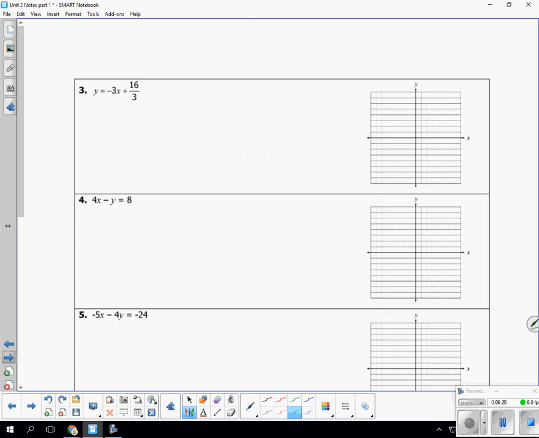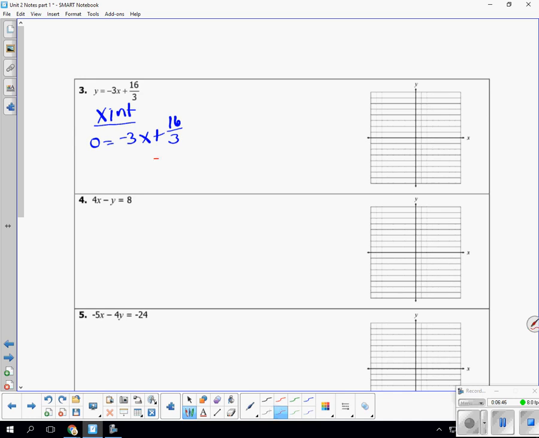All right, let's take a look at number 3. I'm going to leave number 2 for you to try. Let's take a look at number 3, finding the x and y-intercept. So my x-intercept. Again, we're going to plug in 0 for y. So we have 0 equals negative 3x plus 16 over 3.